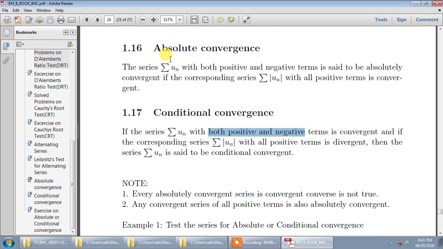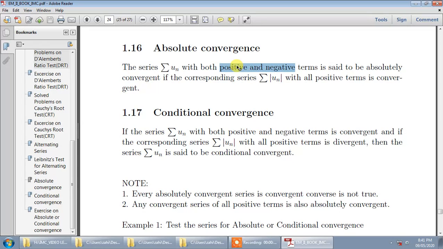So let us once again have a revision on absolute convergence. Suppose that you have a series summation un which has both positive and negative terms. It may not necessarily be an alternating series. I am not talking about only alternating series. It may be an alternating series or it may be a series with a few terms positive, few terms negative. Necessarily it may not be a series with alternate positive negative.